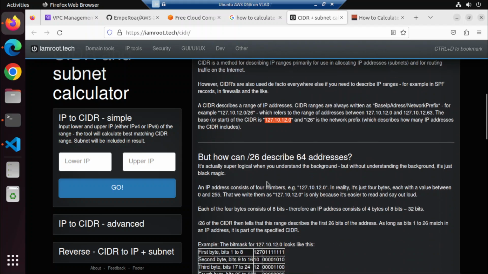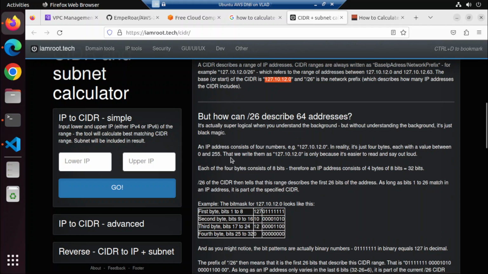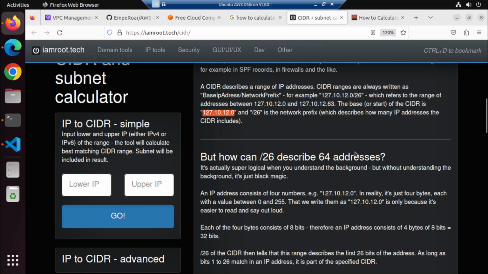Okay, so how can /26 describe 64 addresses? It's actually super logical when you understand the background, but without understanding the background, it's just black magic. An IP address consists of four members. Example 127.10.12.0. Let's make this thing bigger.